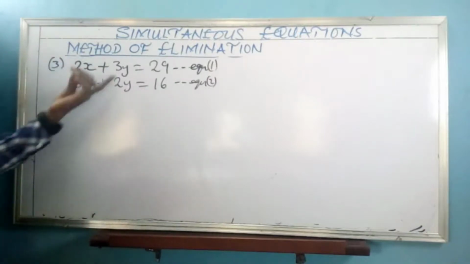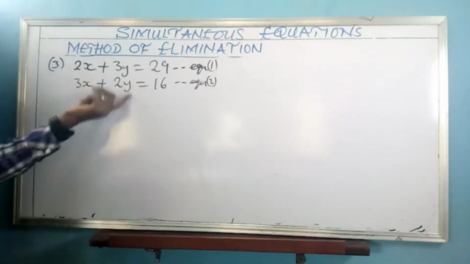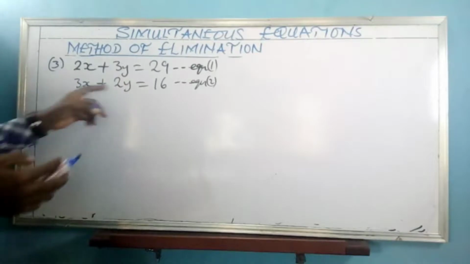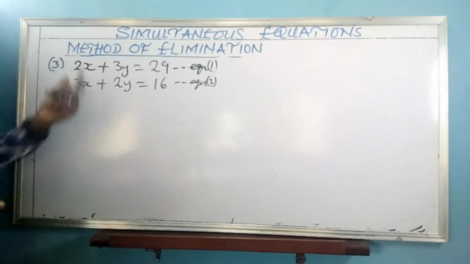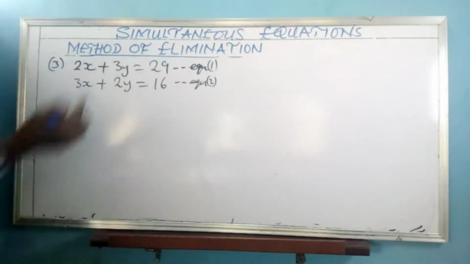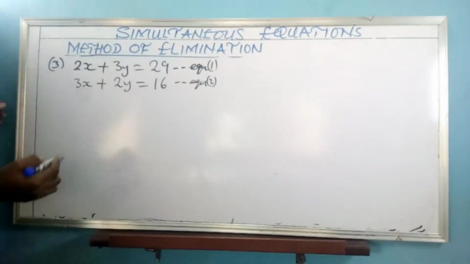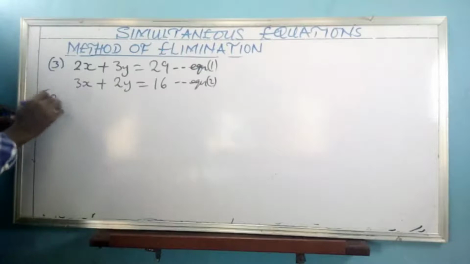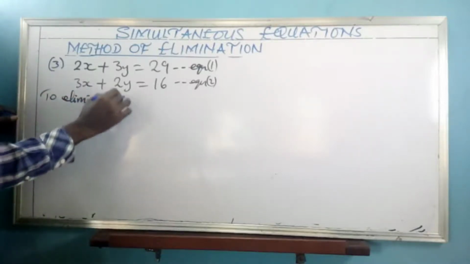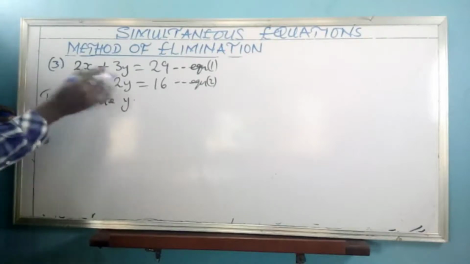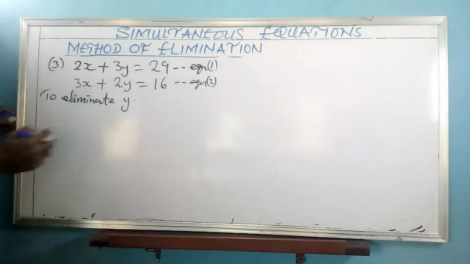Now I want to eliminate y. I always love to eliminate the middle one. Don't forget that. I'm having 3 and 2. Is it the same? No. Which means I have to derive equation 3 and 4 like that. So to eliminate y, what am I going to do? I'm going to multiply everything here by 2. So that is 2 times equation 1.